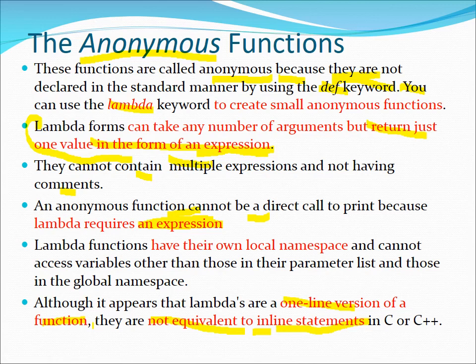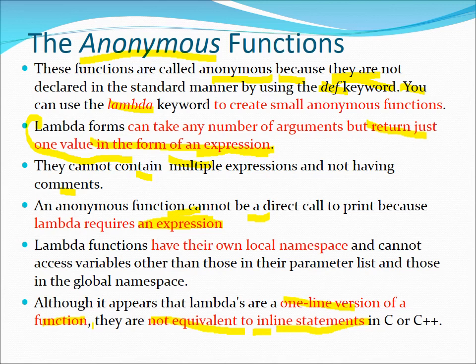Then lambda forms can take any number of arguments but just return one value in the form of an expression. This is the importance of the lambda function. This point is important: it can return a single value, and it will be returning the value of an expression. It cannot contain multiple expressions and does not have comments. Any anonymous function cannot be a direct call to print because the lambda requires an expression. This will be more clear to you when I explain the next slide.